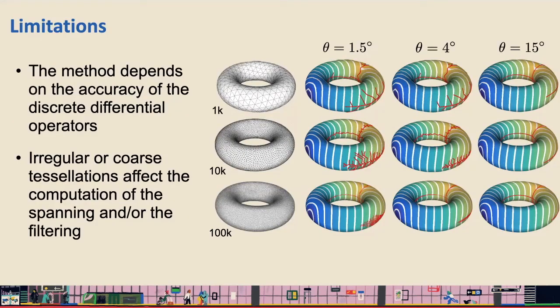Before concluding, let us talk about the limitations of our approach. Since our algorithm heavily depends on the accuracy with which we estimate differential quantities, irregular or coarse tessellation may affect the computation of the cut locus. For example, on the right, you see how the same value of theta leads to more and more accurate results as the number of triangles with which the same shape has been tessellated increases. In the paper, we also describe how irregular tessellation may affect the computation of the cut locus.